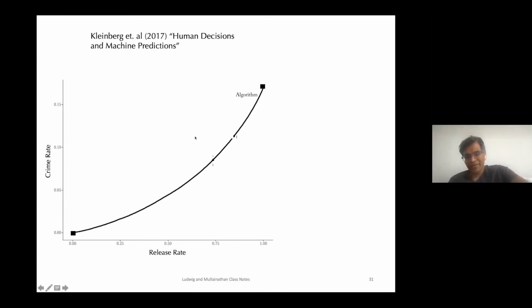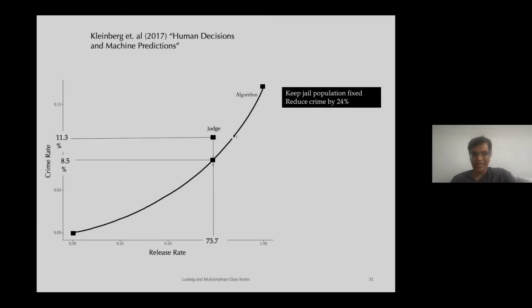So how well is the algorithm doing relative to the judge? Well, the judge is here. This is their release rate, and this is their crime rate. You can see the judge releases about 73.7% of the people and has about an 11.3% crime rate. In contrast, at that same release rate, the algorithm ends up with about an 8.5% crime rate. So about a 24% reduction in crime.